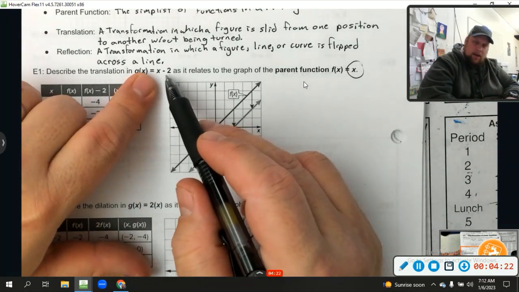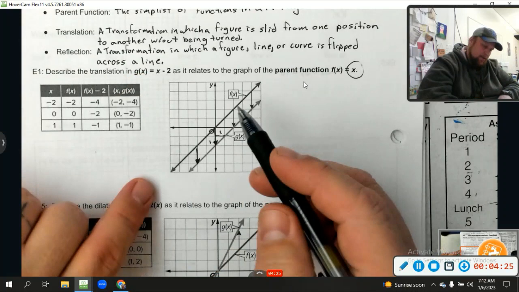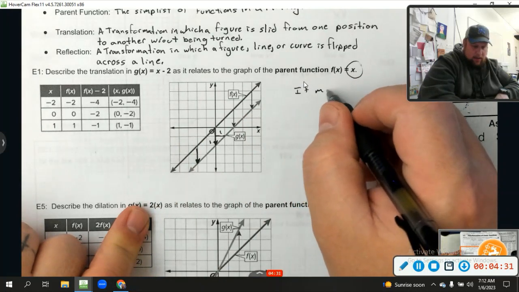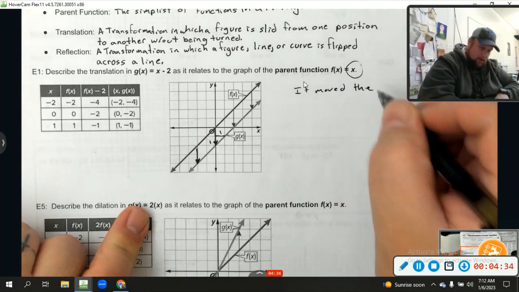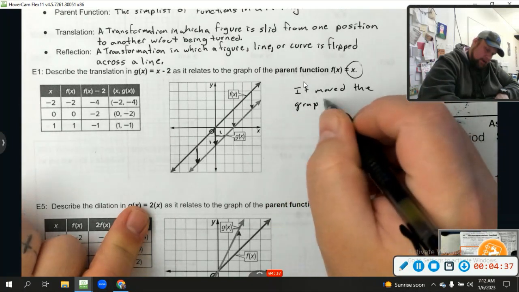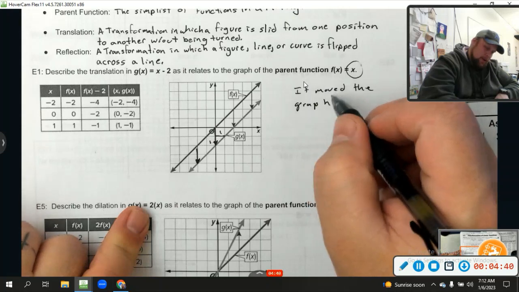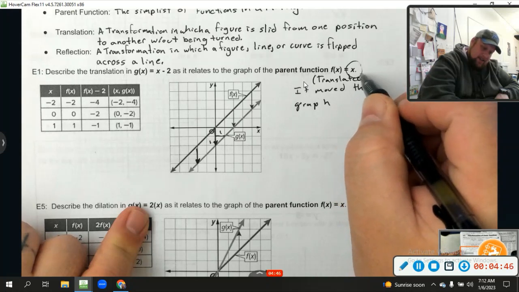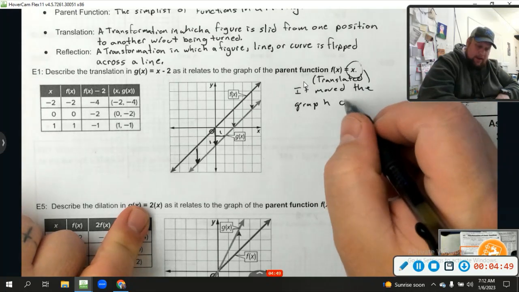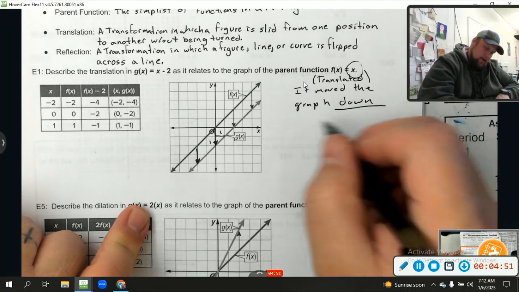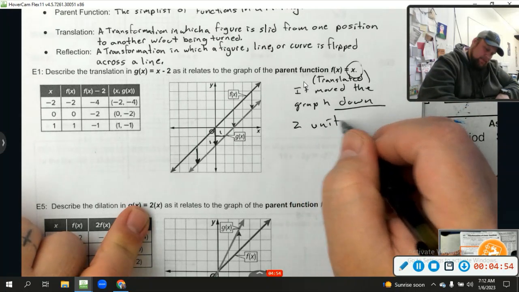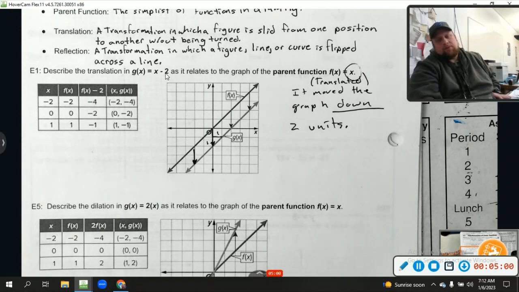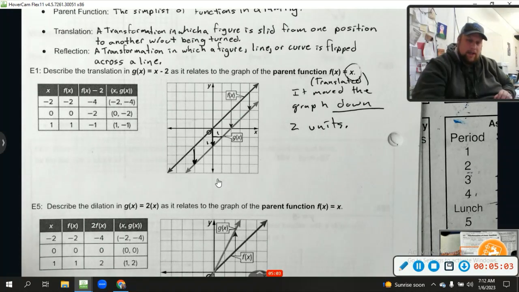So when we add or subtract numbers here, it's going to either move the graph up or move it down. Okay? So what did it do? It moved the graph. Or I would say instead of move up here, let's put, about right above it in parentheses, put translated. Because it is a translation. The graph down. Down is another important word. 2 units. Okay? So that's a translation. When we add or subtract over here, it's going to translate it.